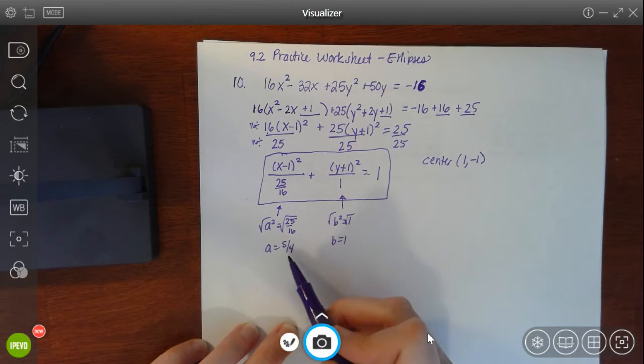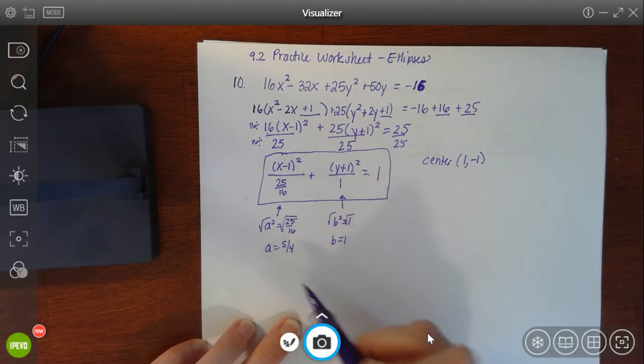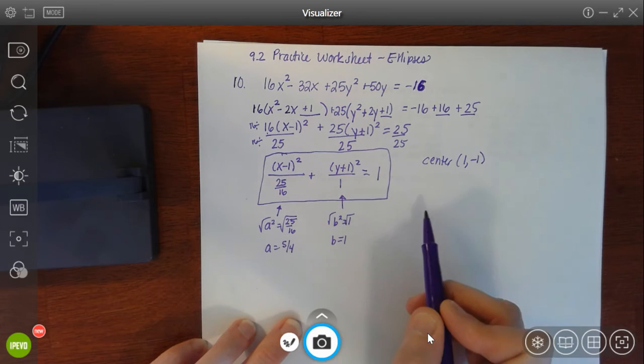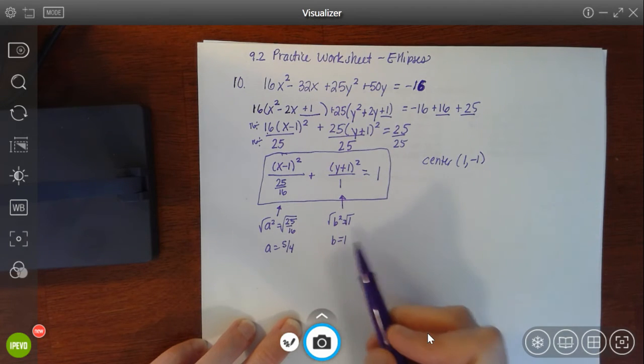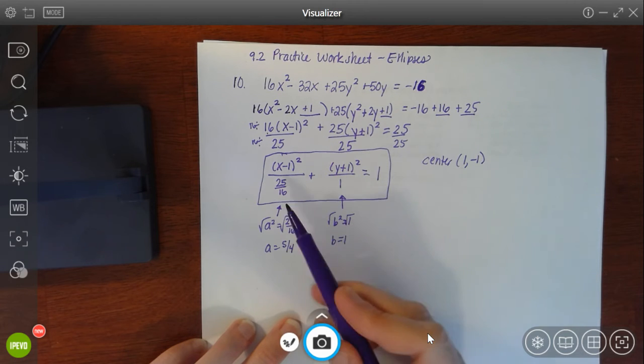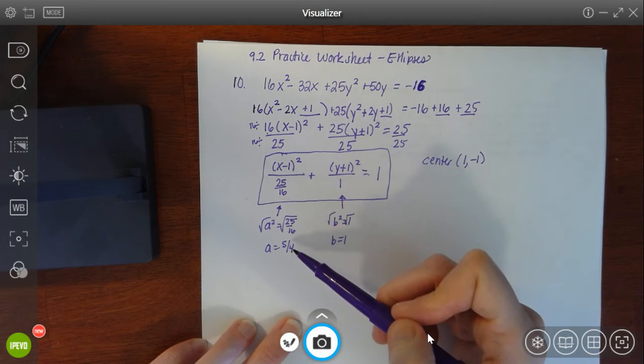These are used to find my vertices and my covertices. To find my vertices, I'm going to use my a value, because remember, our vertices are a units in each direction from our center point. Our covertices are b units in each direction from our center point. And to figure out which coordinate you change, you look at which coordinate those values were attached to.